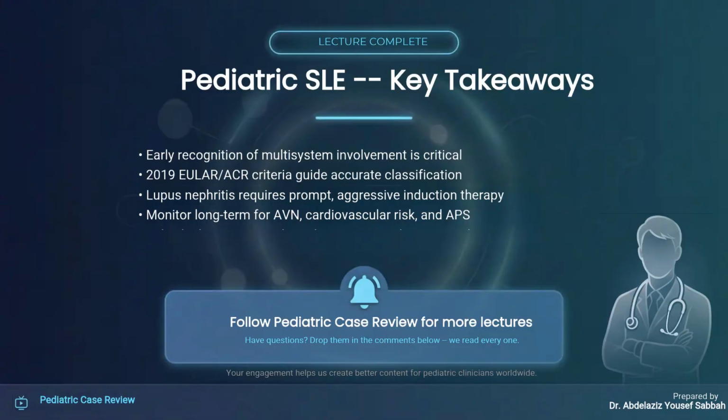This brings us to the end of our lecture on systemic lupus erythematosus in children. We covered 15 cases spanning clinical presentation, dermatologic and musculoskeletal findings, neuropsychiatric lupus, pathophysiology, diagnostic criteria, autoantibody evaluation, lupus nephritis, induction therapy, refractory disease, avascular necrosis, cardiovascular risk, and antiphospholipid syndrome. The key takeaways are: early recognition of multi-system involvement is critical. The 2019 Classification Criteria Guide accurate diagnosis. Lupus nephritis requires prompt aggressive induction therapy, and long-term monitoring for complications is essential.